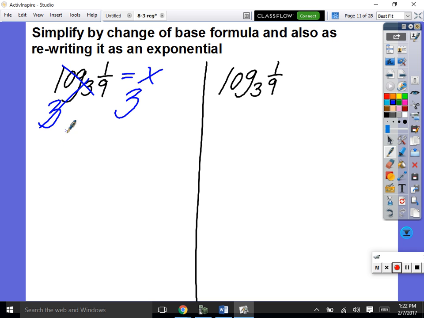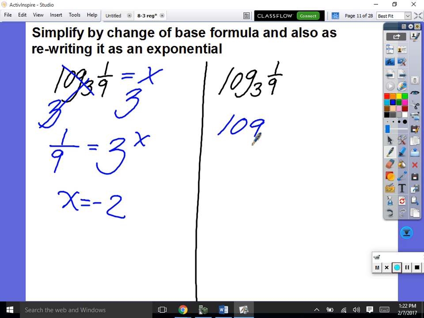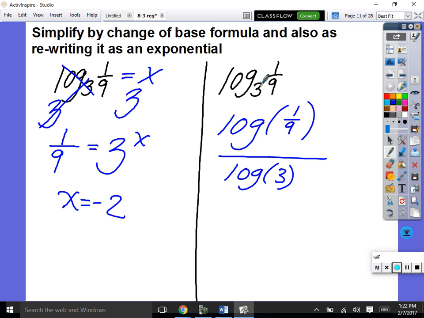Base 3 and log base 3 cancel out. So we have 1/9 equals 3 to the x power. 3 to what power? -2, right? Flip it. Then you would do it using the change of base formula. You would rewrite it as log of 1/9 divided by log of 3. Now remember, we always put the mini subscript below. So we just type that into our calculator and you get -2. So it's just getting it two different ways. You can do either.